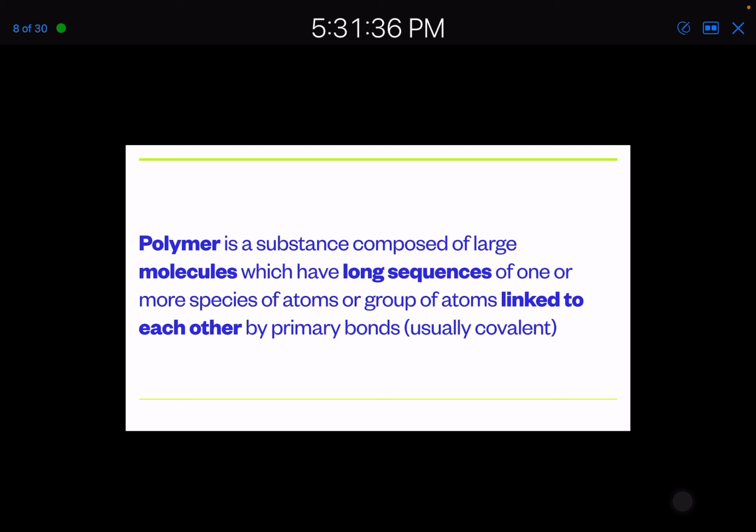So, as per definition, polymer is a substance composed of large molecules which have long sequences of one or more species of atoms or groups of atoms, and they are linked to each other by some primary bond. Usually we say that this is a covalent bond. Covalent bonding. Okay. So what are the keywords? The large. I forgot to bold this one. So it's supposed to be large molecules or macromolecules. It has a long sequence. It means the sequence can be really, really long. And it has one or more groups of atoms, and they are linked. The chain is linked by covalent bonding. Usually, that is what we call a polymer.